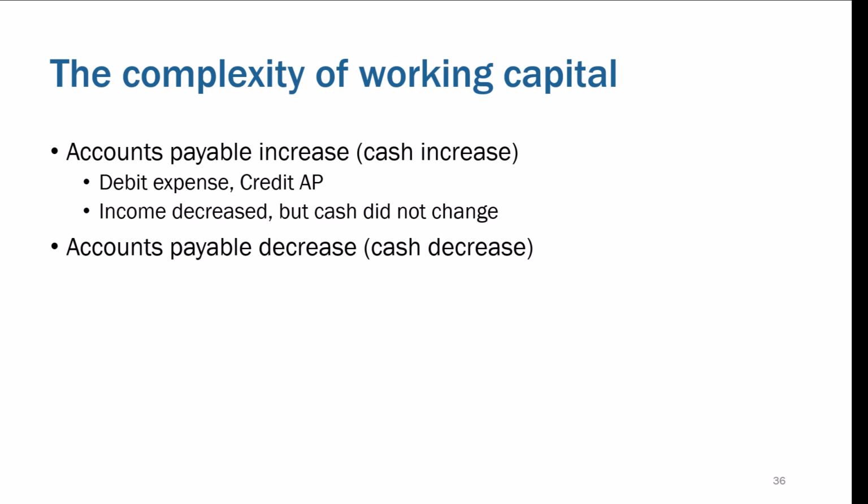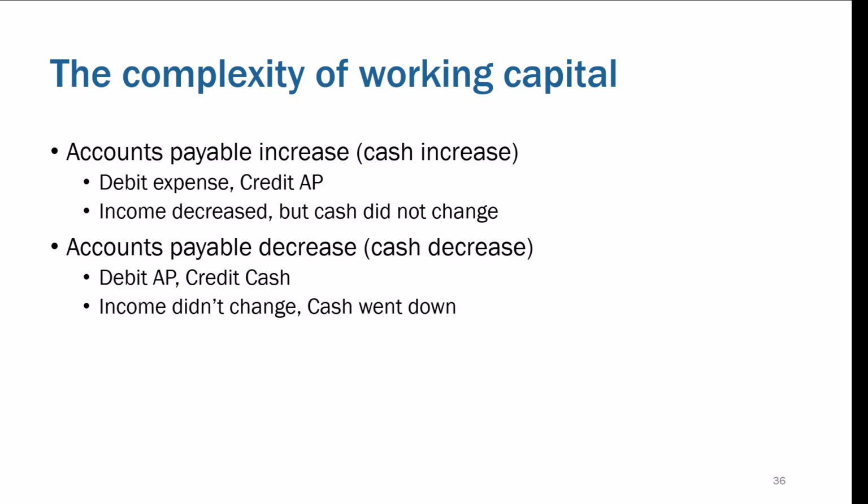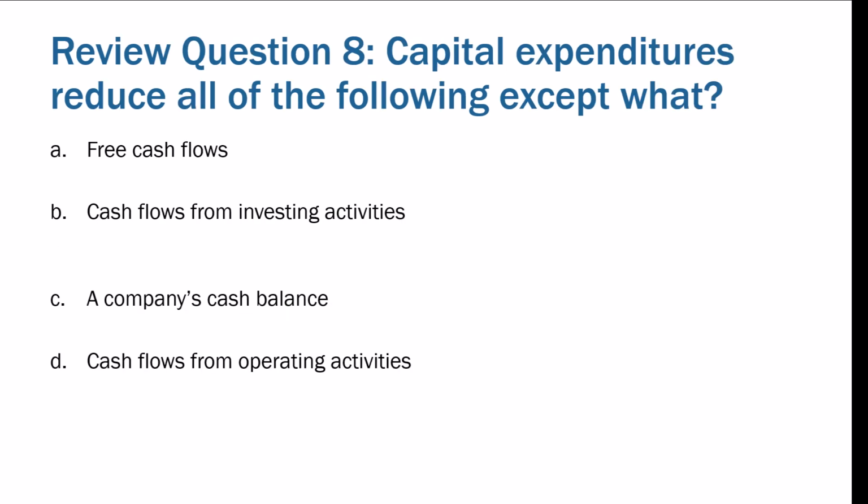But then when accounts payable go down, there is no impact on net income, but cash went down. So we need to show that decrease. We debit AP, credit cash. There's no impact on net income, but cash went down. So we need to show that as a decrease on the statement of cash flows.